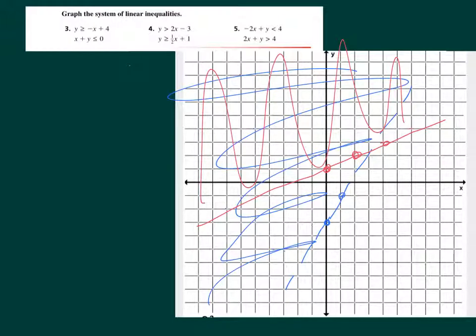Help me get number 5's top equation isolated. Negative 2x plus y is less than 4. Add the 2x, y less than 2x plus 4. I'm going to have to graph in a different color. I know it's going to get kind of busy.